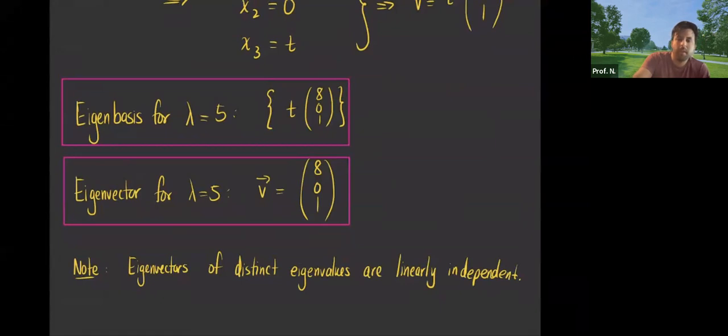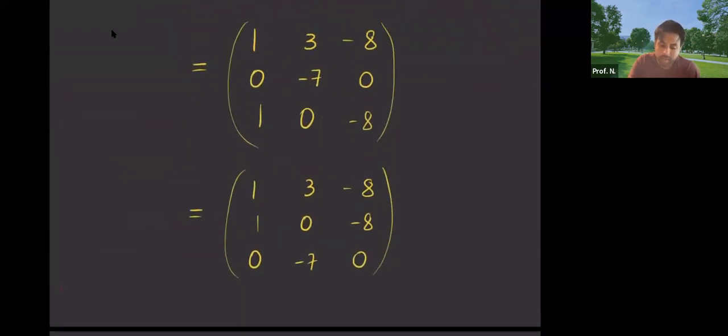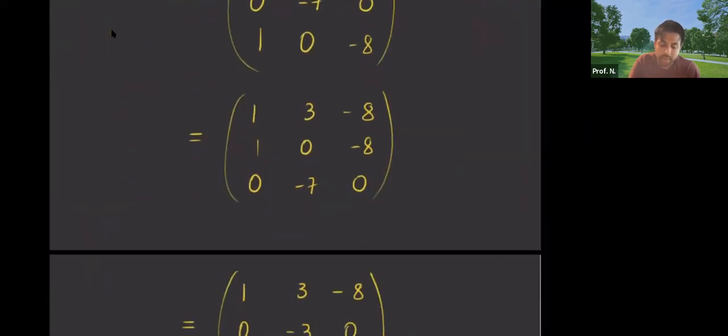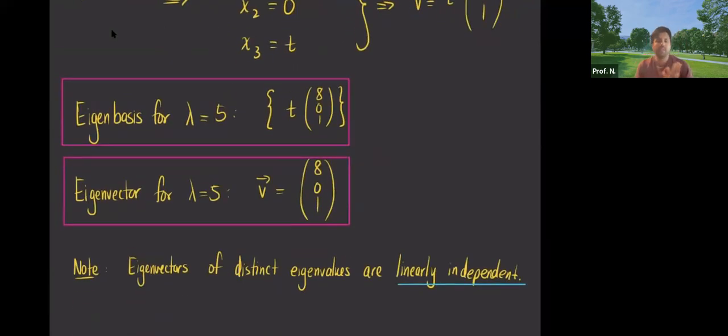Okay. That's pretty important. When you find the eigenvectors of a matrix, they're always going to be linearly independent from distinct eigenvalues. So if you compare the eigenvector 8, 0, 1 and compare it to the vector 1, 0, 1, then you have a linearly independent set because they're not scalar multiples of one another.